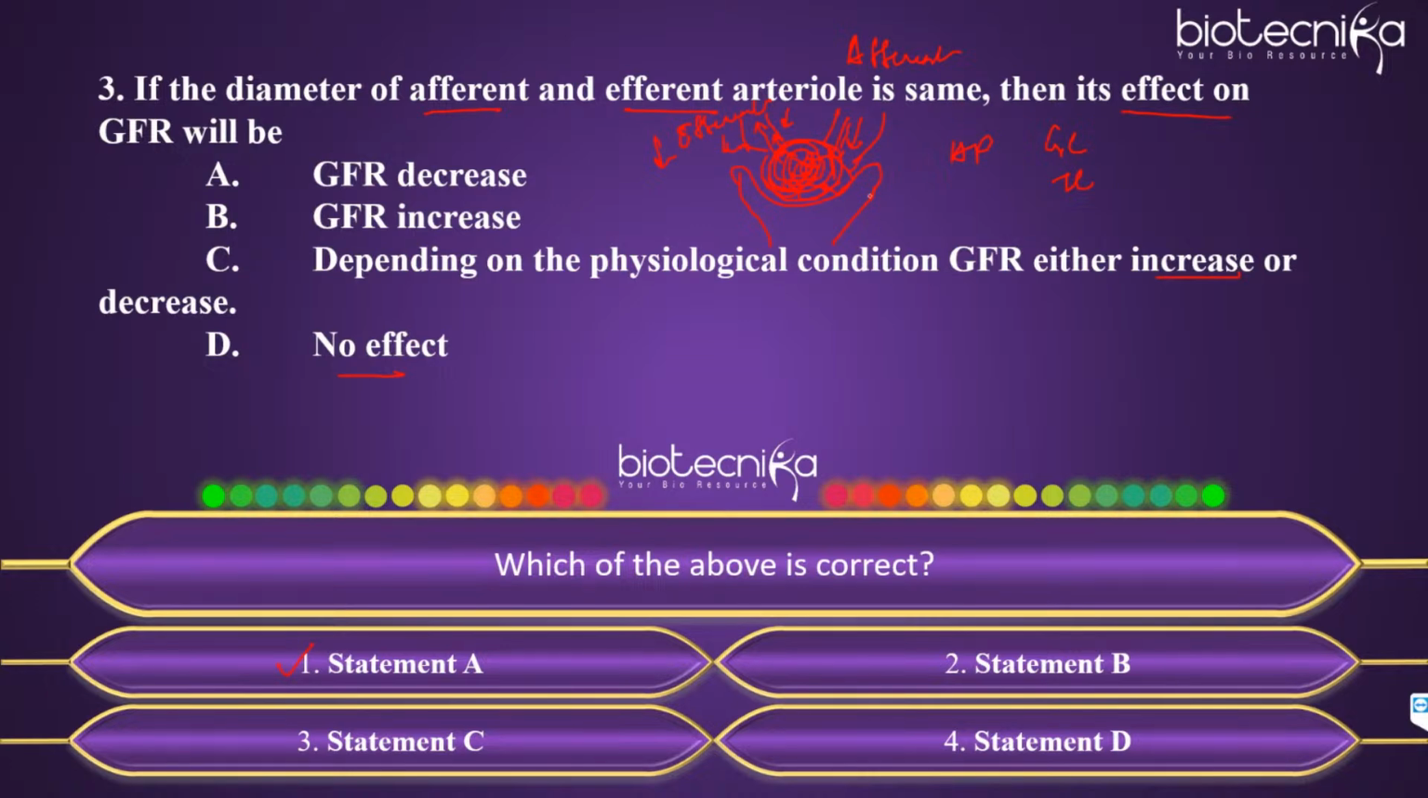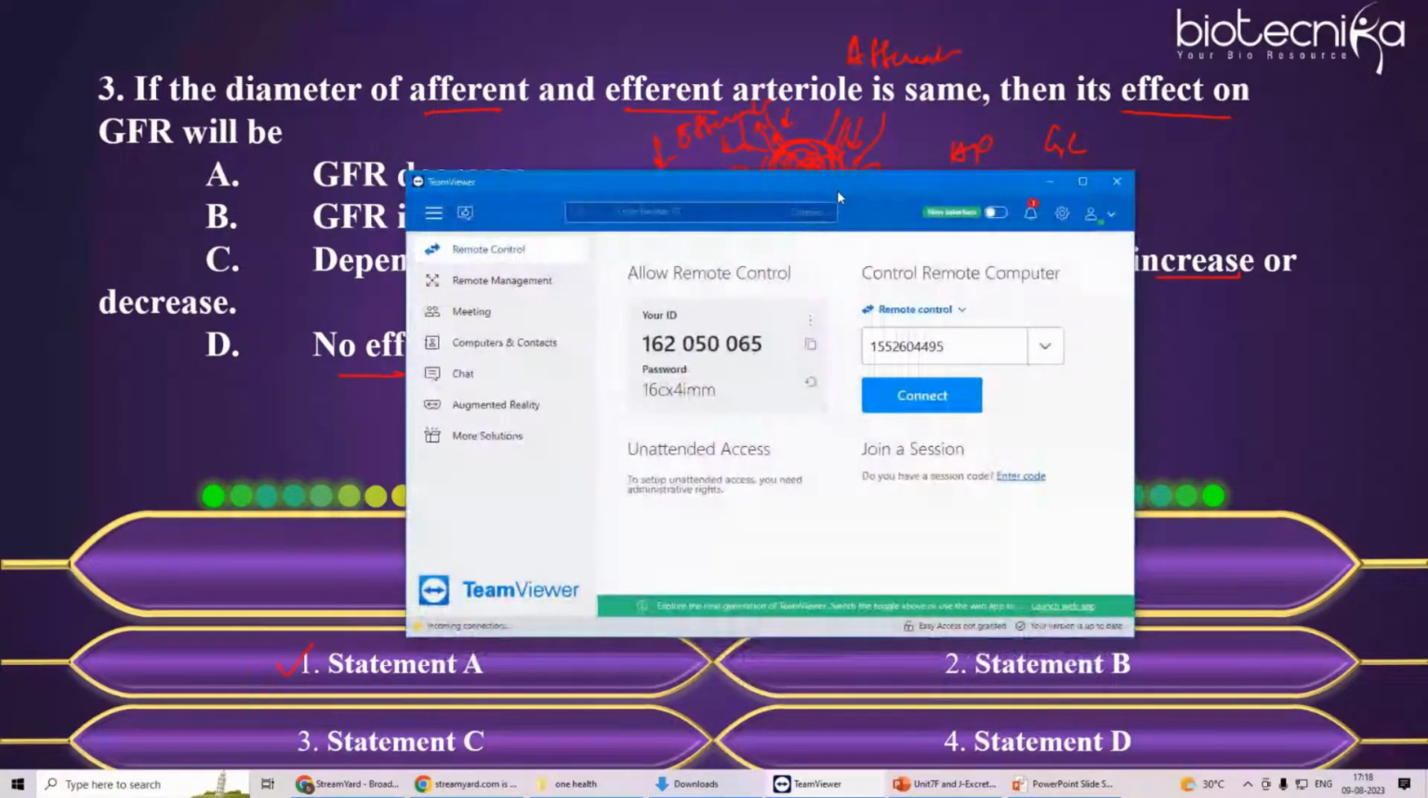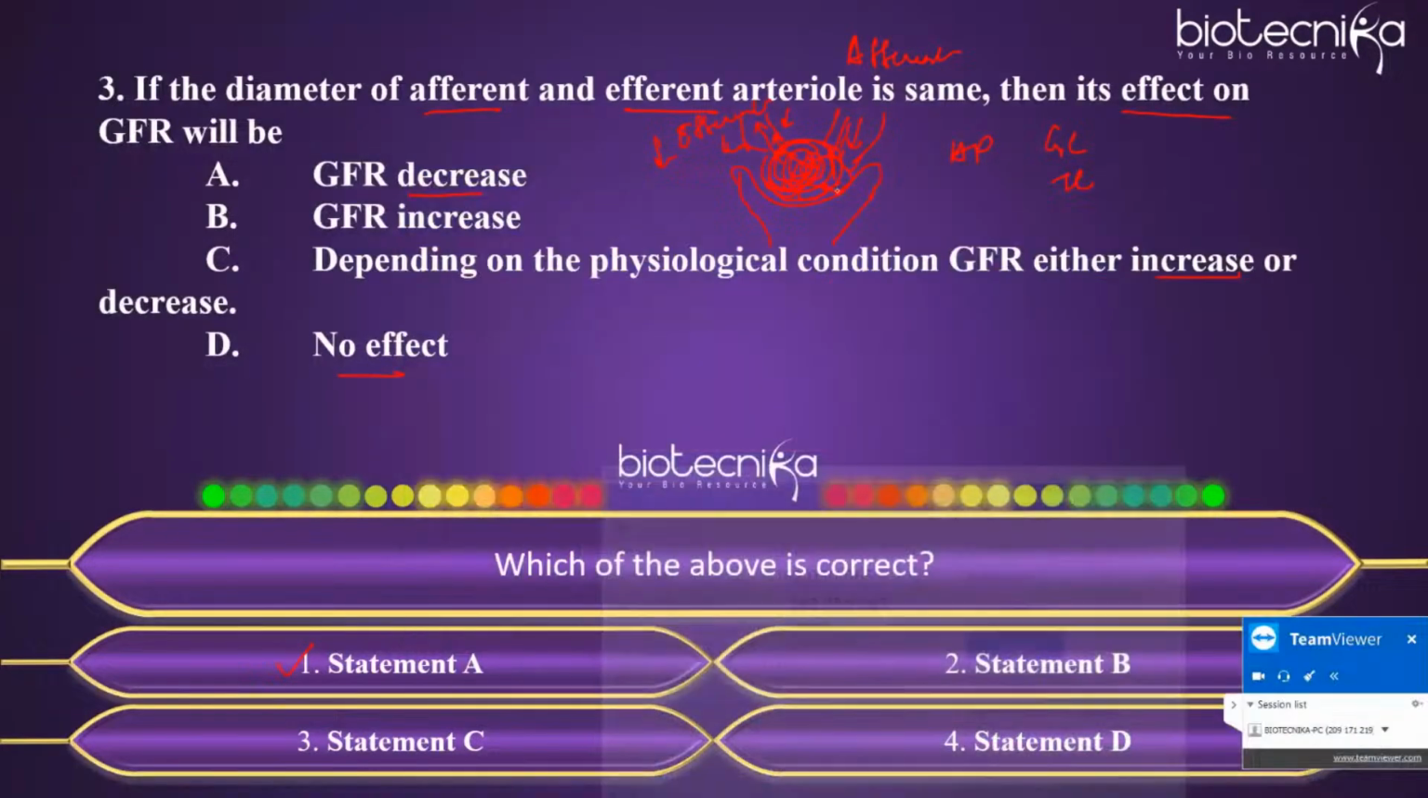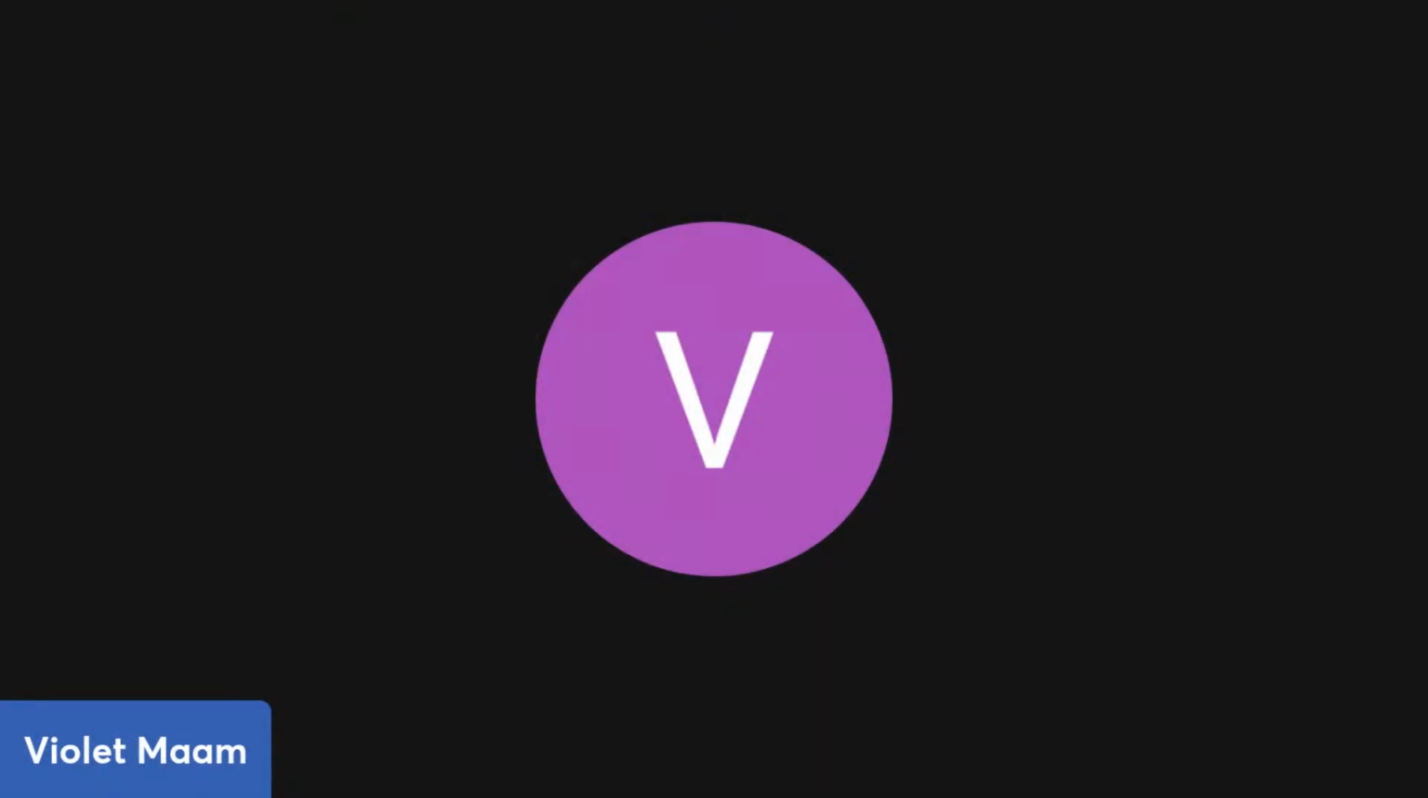The question is, if the diameter is the same, then what will happen? If the diameter is the same, then definitely this pressure will not be there, right? So the glomerular filtration rate will decrease because the pressure that is required for filtration will not be present, right? Did you all get this part? Just a minute, students. Yes. So did you all get this question? Okay, Anusha.